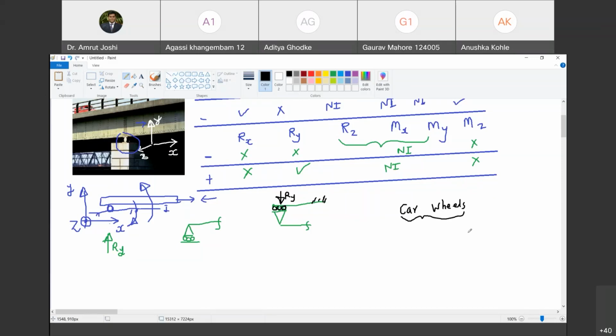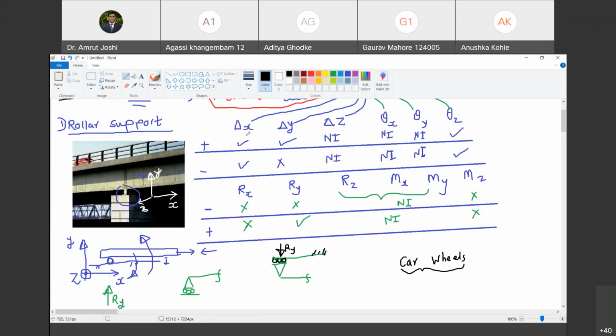Yes, sir. Skaters. Skates. Yes, perfect, without application of brakes. The moment you apply the brake, you take off the freedom of delta x. Are you with me? As soon as the brake is applied, you are restraining delta x. Are you with me? Yes, sir. Okay, so I hope you have understood what a roller support is. A roller support can offer only one type of force reaction, no moment reaction.